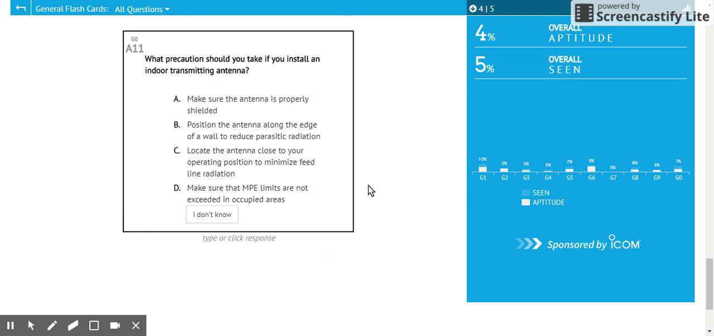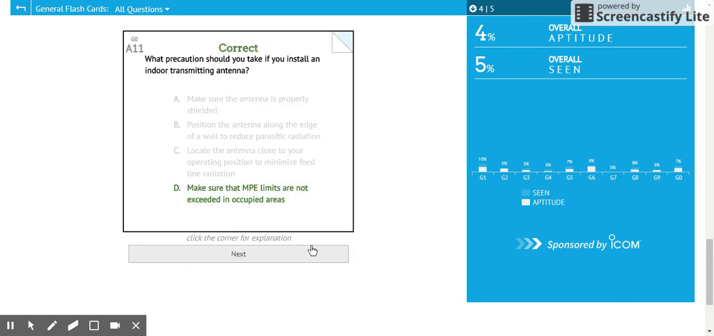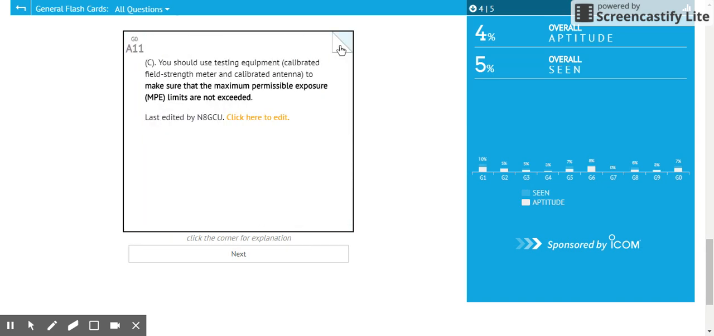Question G0A11. What precautions should you take if you install an indoor transmitting antenna? As I recall, it is D. Yes. Make sure that MPE limits are not exceeded in occupied areas. You should use testing equipment, calibrated field strength meter, and calibrated antenna to make sure that the maximum permissible exposure, MPE, limits are not exceeded.